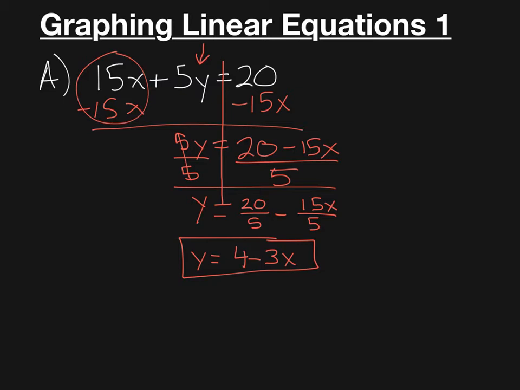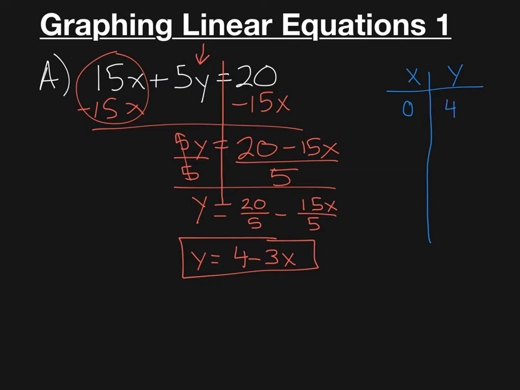Now, to create our table, right, we need x values and y values. Now, I can choose any x value I want. I always like to use 0 because 0 is always really easy to work with. Anything times 0 is 0. So if I put 0 in for x here, right, I'm going to have 4 minus 3 times 0. 3 times 0 is 0. So this really becomes 4 minus 0, which is 4.